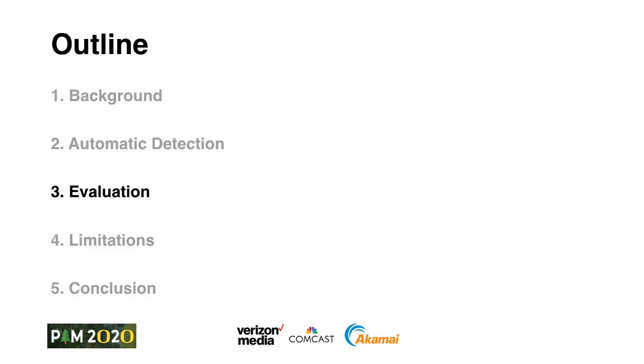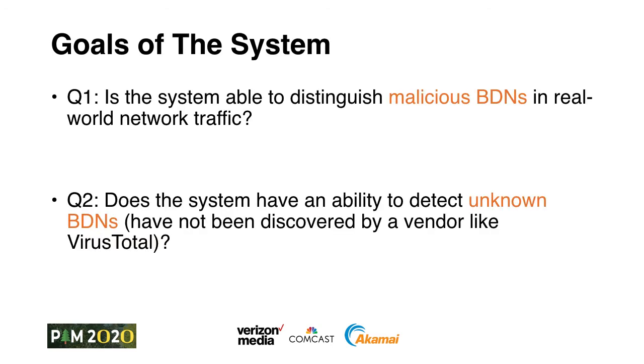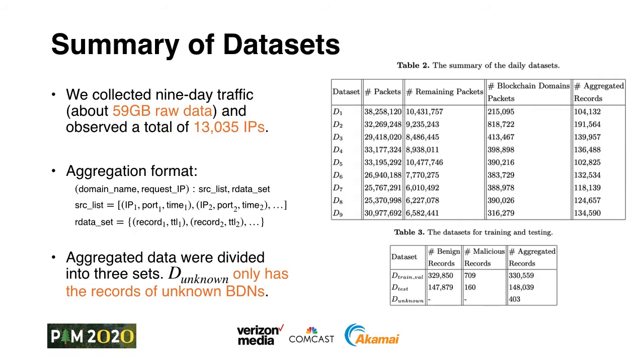Next, we evaluate Leopard with real-world traffic. In the evaluation phase, here are 2 goals of our system. We want to know if Leopard does have ability to detect malicious blockchain domains and discover unknown blockchain domains. First, let's see the dataset.